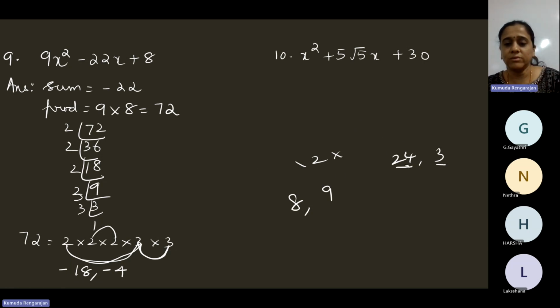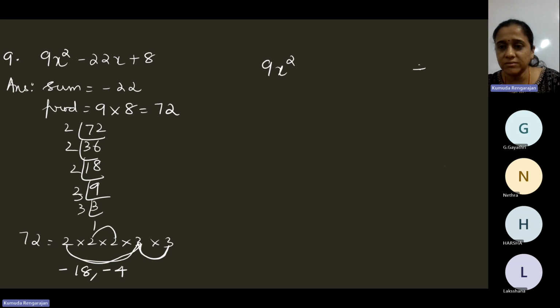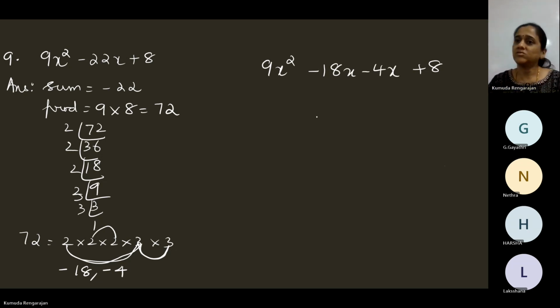So the two numbers are minus 18 and minus 4. Now split the middle term. Write the first term as it is, write the last term as it is, and split the middle term. What is the middle term? Minus 22x. So you split it as minus 18x minus 4x. We're not changing the question, we're just splitting the middle term. What is minus 18x minus 4x? Minus 22x.